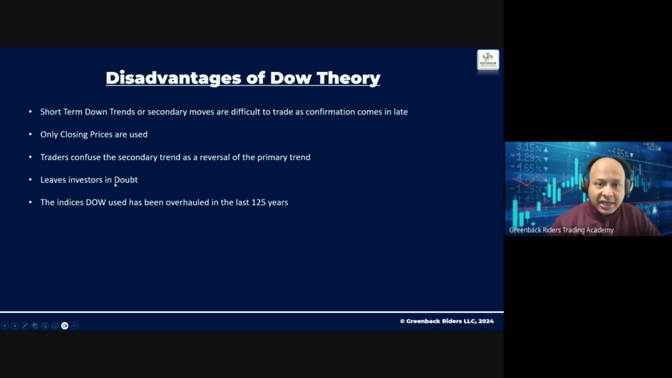Leaves investors in doubt. Long-term investors are in doubt whether they should be holding on to that particular trade or they should be coming out of all their positions, waiting for a better price, and entering as a value trader again into the market.